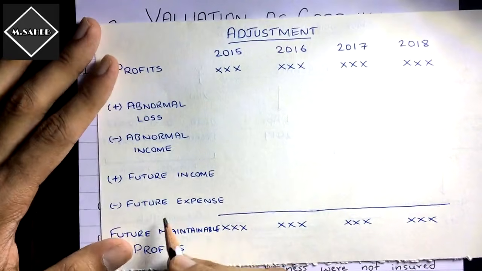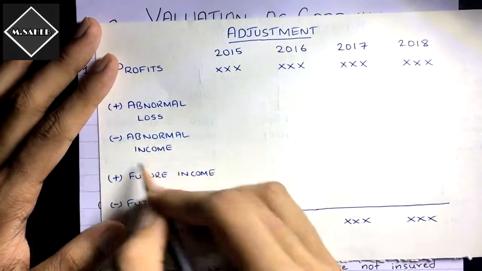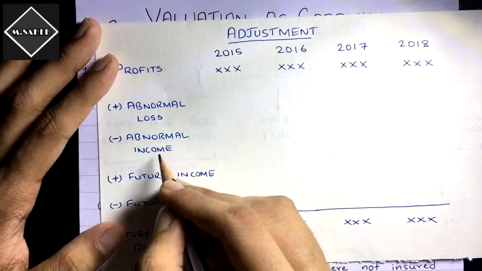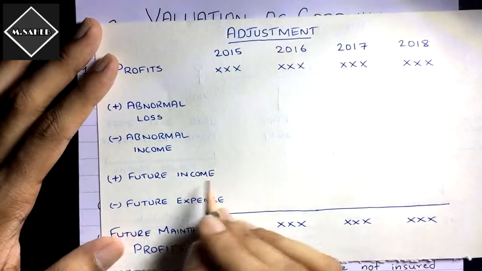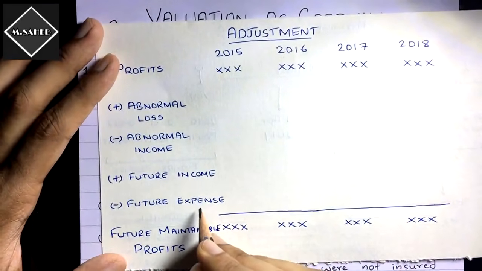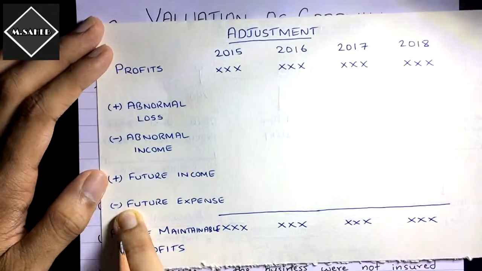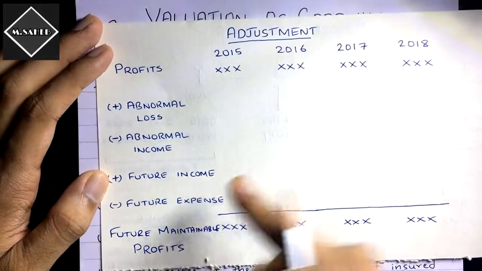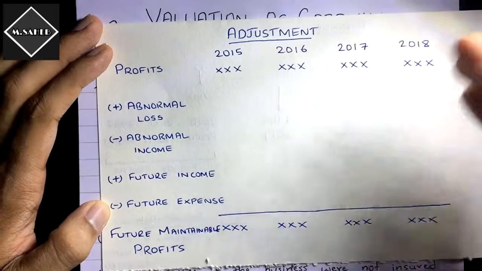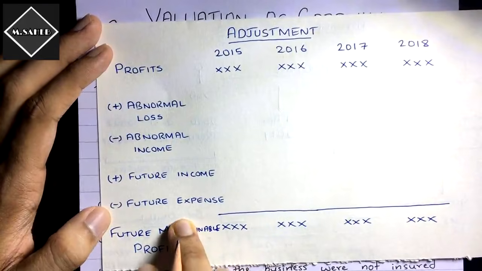And then we have future income and future expenses. You understood about abnormal loss and abnormal income, right? We are going to do the opposite of this. Loss will be added and income will be subtracted. And then we have got future income and future expenses. Now future income and future expenses means the income and expenses which will be happening in the future. So we are adjusting these profits for the future, right? So you have to add the future income, because it is going to increase the profit of the future, right? And the expenses are going to decrease the profit of the future. So that is why you have to subtract the future expenses. Okay, so this is what you have to do.